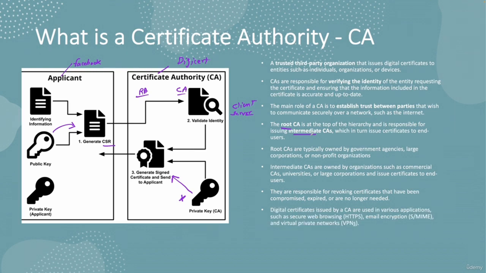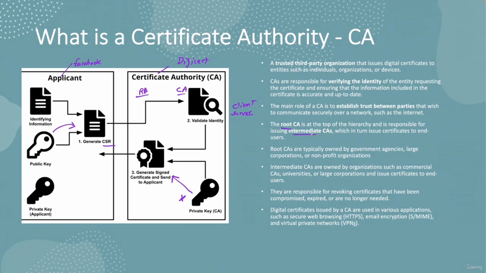So always remember that. And digital certificates issued by a CA are used in various applications, such as secure web browsing. Whenever you do HTTPS, it means you are doing secure web browsing. Email encryption, the S/MIME concept, and virtual private networks. So wherever we are talking about a secure connectivity between client and server, you will always talk about certificates. And I normally say that whenever we say data in transit encryption, like when you're sending the data from client to server, that is encrypted, somewhere there would be a concept of a certificate.